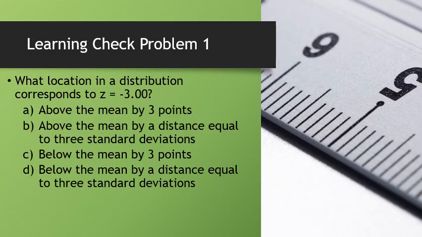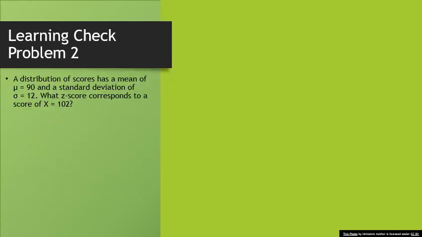Learning check problem 1. Pause the video, see if you can solve. What location in a distribution corresponds to a z-score equals negative 3? Well, you know the negative tells you it's below the mean, and the negative 3 for z actually tells you that it is 3 standard deviations below the mean.